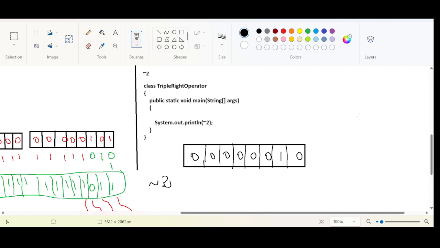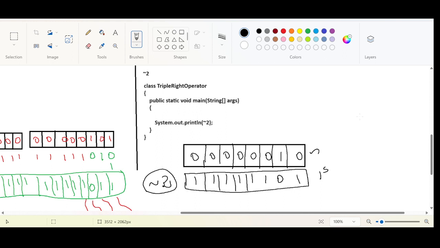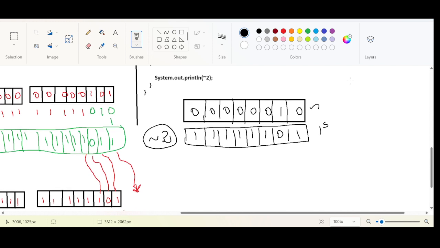Firstly, we have to find the 2's complement. Complement of 2 is nothing but first you need to find the 2's complement. Before finding the 2's complement, we need to find the 1's complement. So the equivalent 1's complement for this binary number is going to be 1, 1, 1, 1, 1, 1, 0, 1. This is the 1's complement. After finding the 1's complement, find the 2's complement.